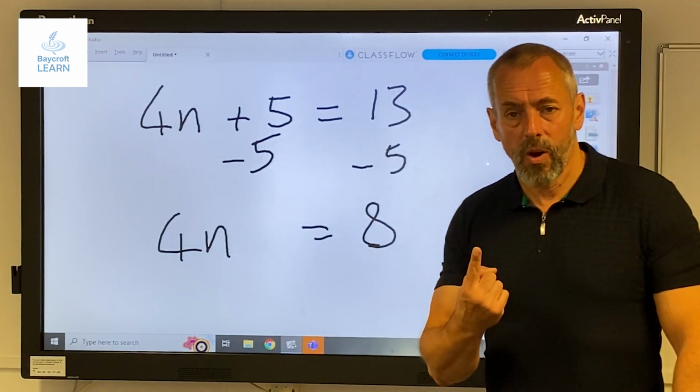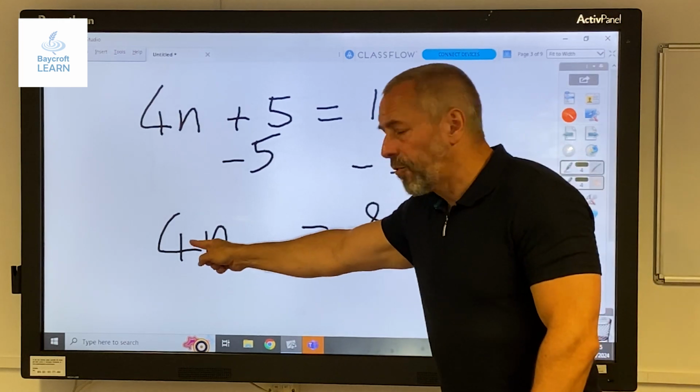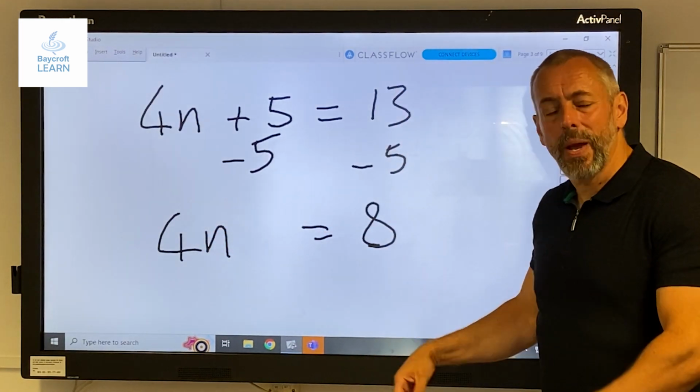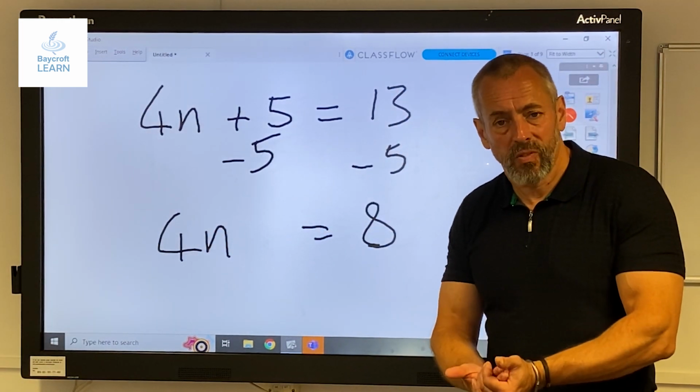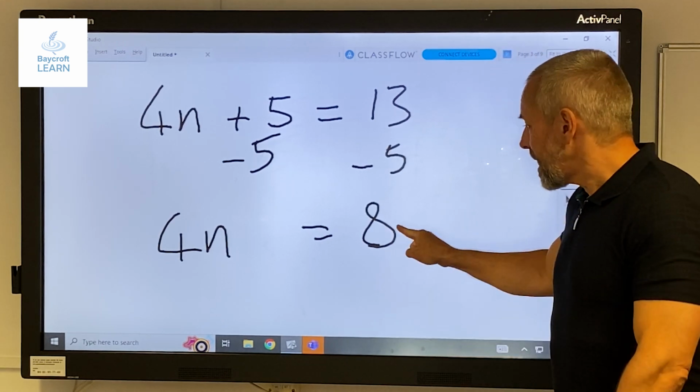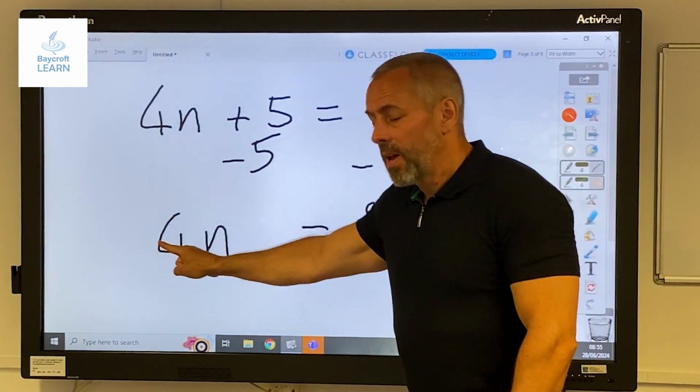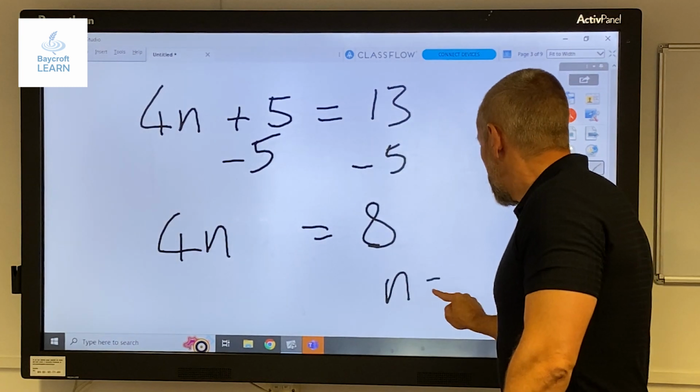So what's 1 lot of n going to be? Well, this means 4 times n is 8, so we're going to use our inverse. We're going to do the opposite. We're going to divide. 8 divided by 4 means that n equals 2.